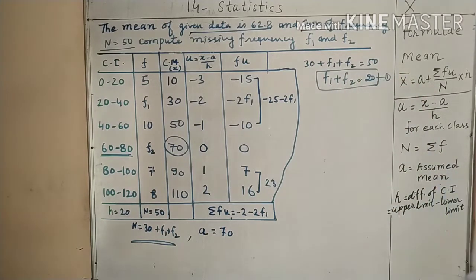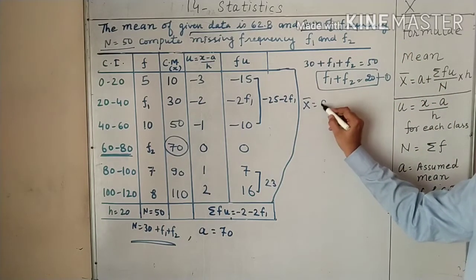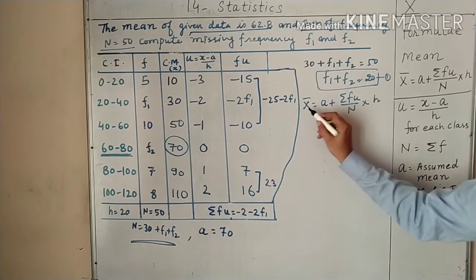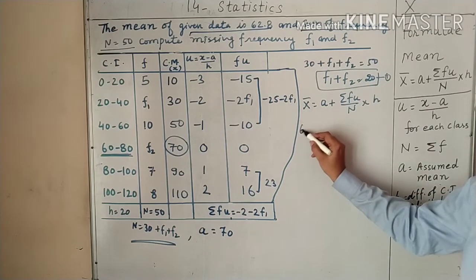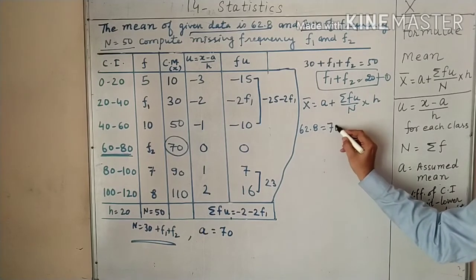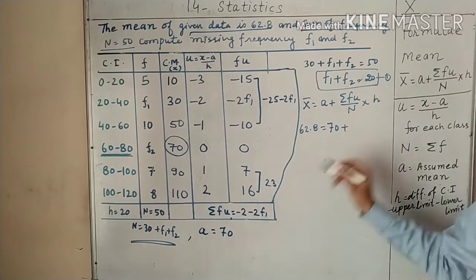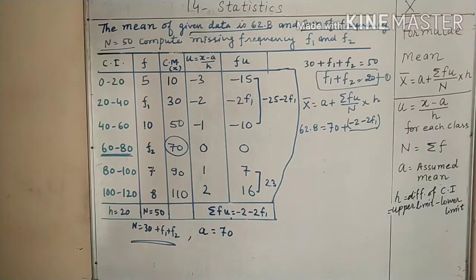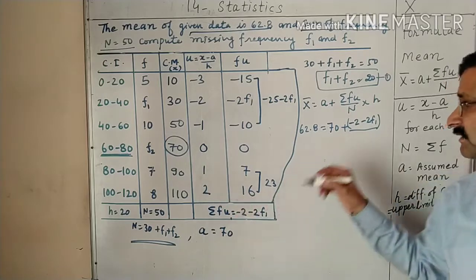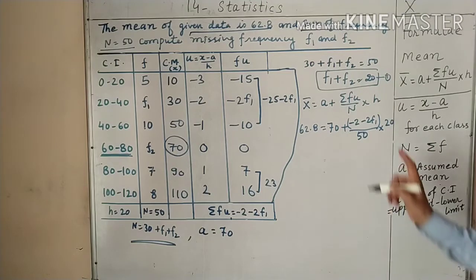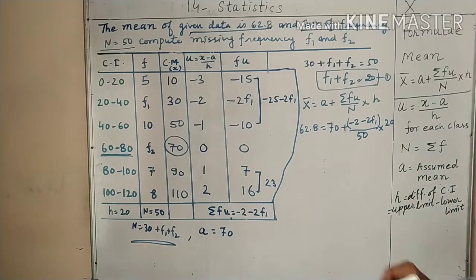Now what is the formula? The step deviation formula is x bar equal to a plus summation fu upon n, into h. Now x bar is given to you, 62.8, and a we supposed as 70. Now fu we get as -2f1, n we use as 50 because 50 is given to you, and h, the difference, is 20. This portion we have to solve to find the value of f1.